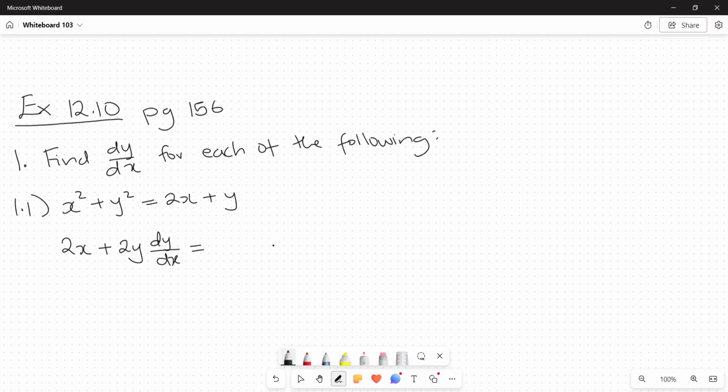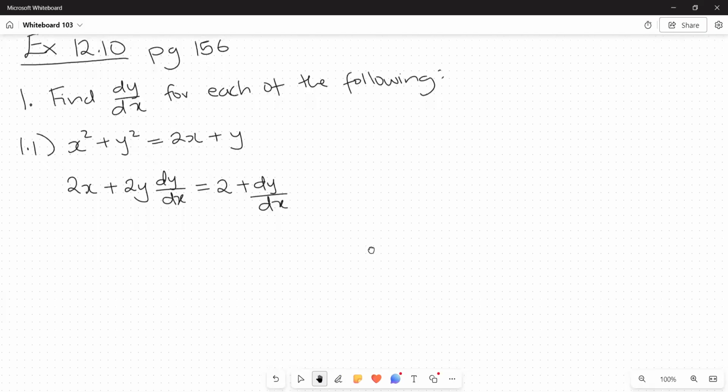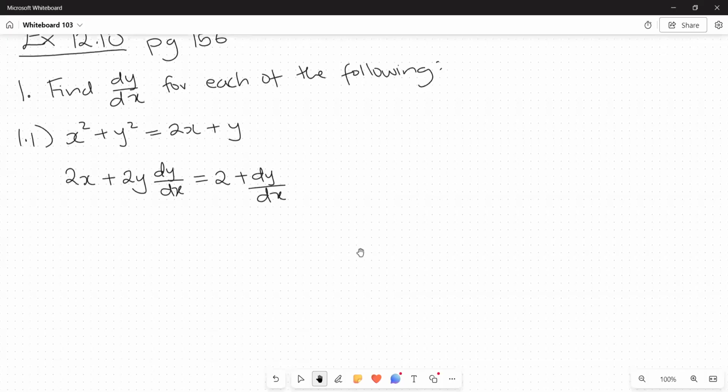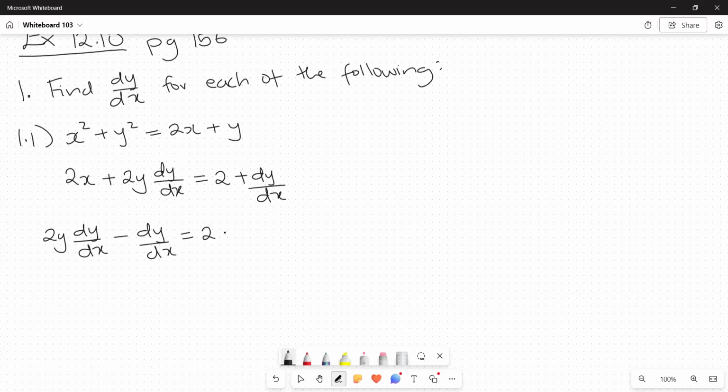Okay, then the derivative of 2x is 2. The derivative of y is dy/dx. And then you collect your terms with dy/dx on one side, those ones without dy/dx on the other. So this one can come this side, and this one can go that side. So we will have 2y dy/dx minus dy/dx. This is equal to 2 minus 2x.